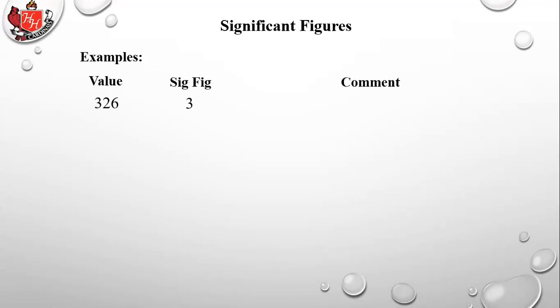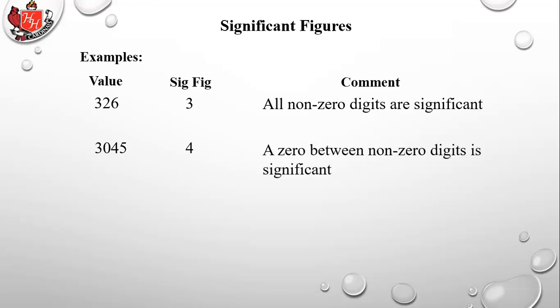326. There are 3 significant figures, so all non-zero digits are significant. By the way, the advantage of doing this on video is you can always pause the video and answer the questions yourself. I'm going to move kind of quickly, but once you see the question, pause it and see if you can answer for yourself. 3,045. Okay, you can pause and think about that for a second. I'm going to move on. How many significant figures? That has 4 significant figures. A 0 between non-zero digits is significant.